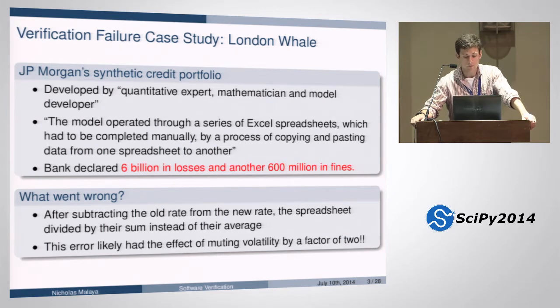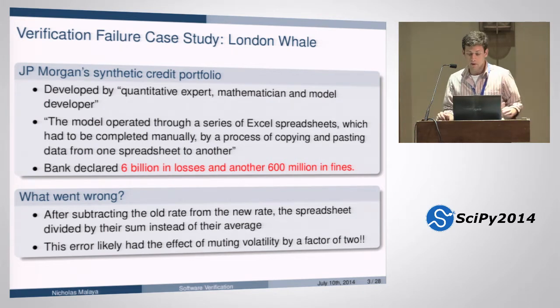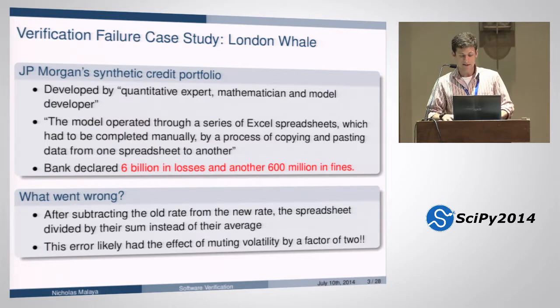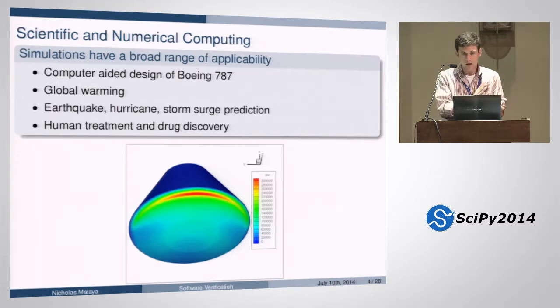And it was quite simple. The error, the bug, was that the spreadsheet divided by the sum instead of an average. So this is kind of a classic example of a verification failure in that you had a bug in your software, it makes a faulty prediction, and bad things occur. And this can apply to more than just finance, obviously.